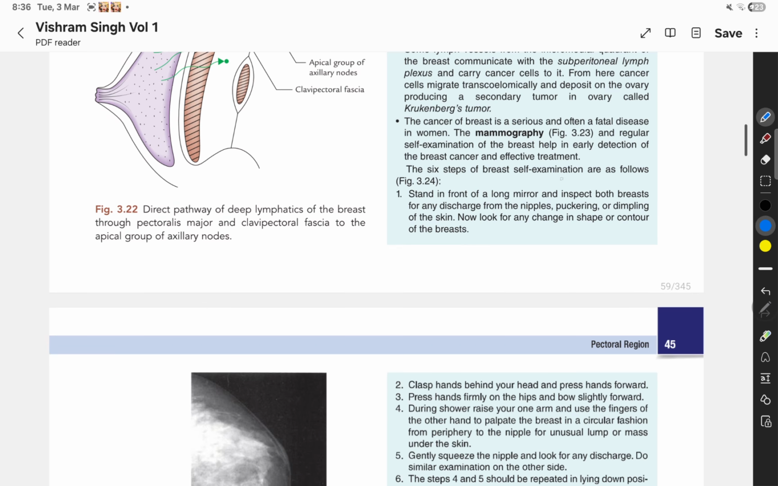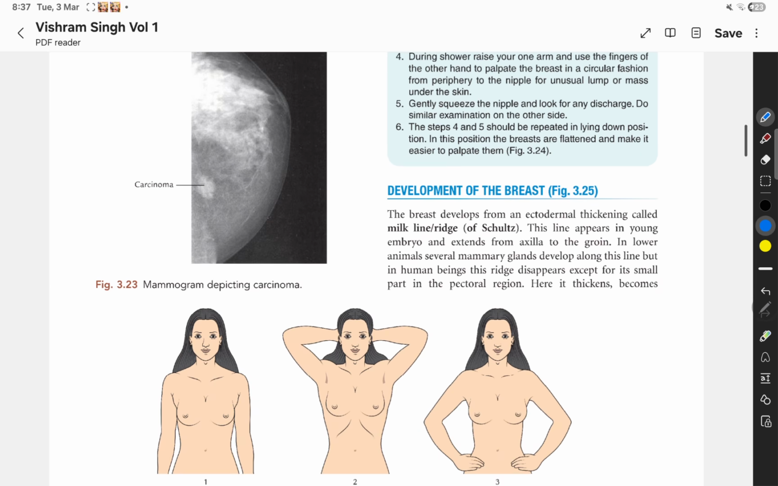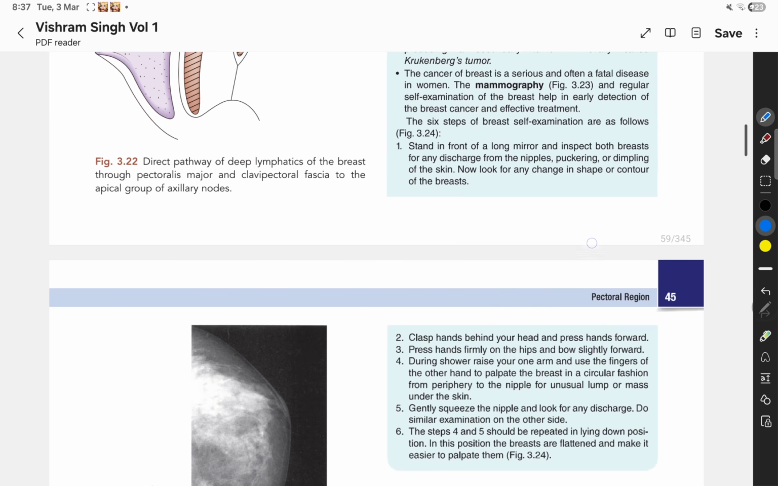The six steps of breast self-examination are as follows. Read these steps by yourself.